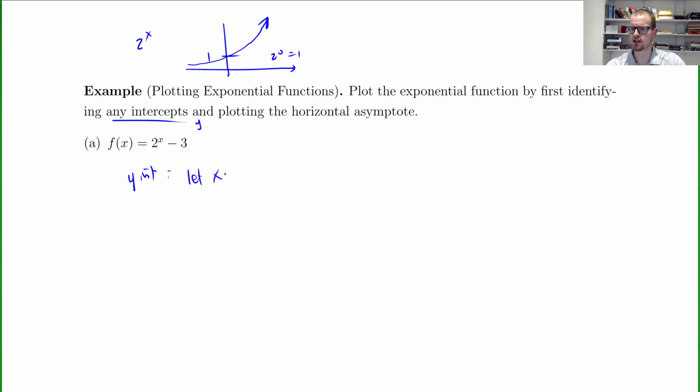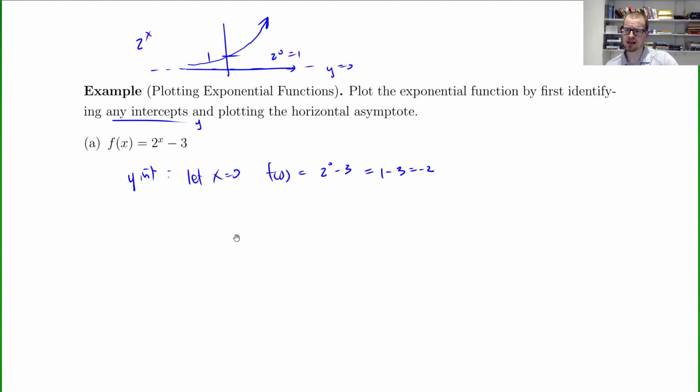So let x be equal to 0. That, of course, is just f of 0 then. And so we have 2 to the 0 minus 3. So we see that this is equal to 1 minus 3, which is negative 2. So we see where it was at 1, it moved down by 3. Now we also have that it approaches this horizontal asymptote of y equals 0. So it's shifting everything down by 3. Again, we're identifying that by taking a look at the y-intercept here.